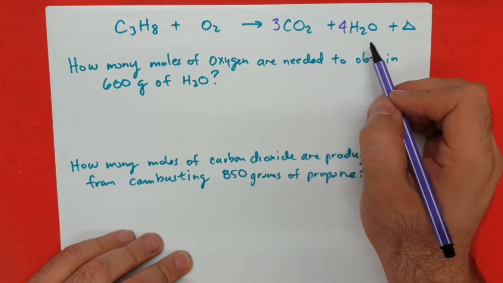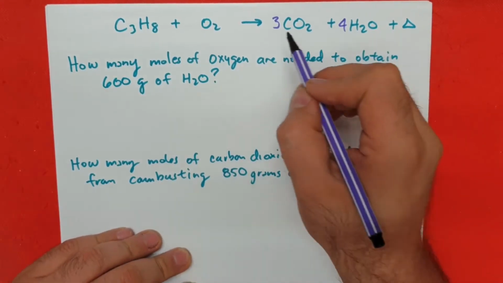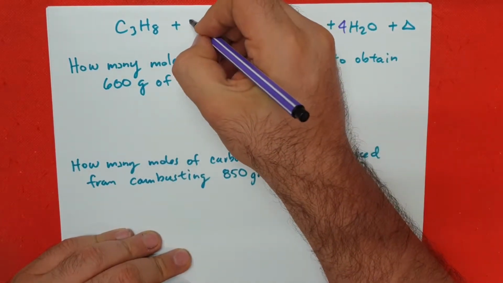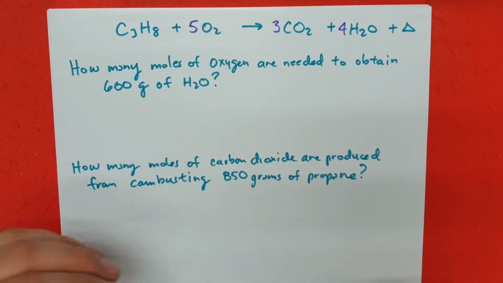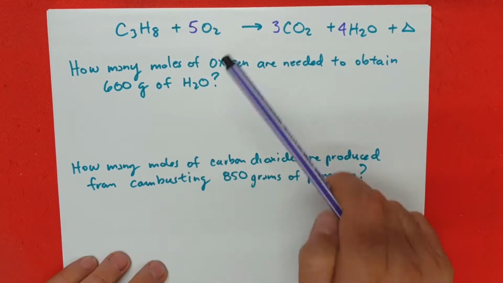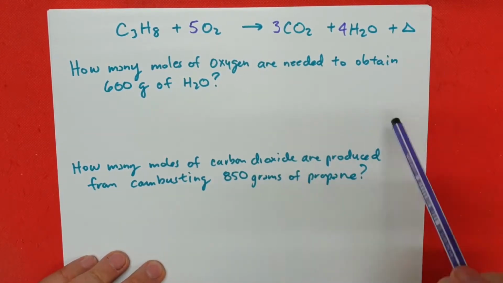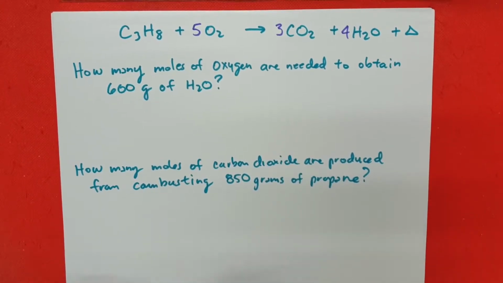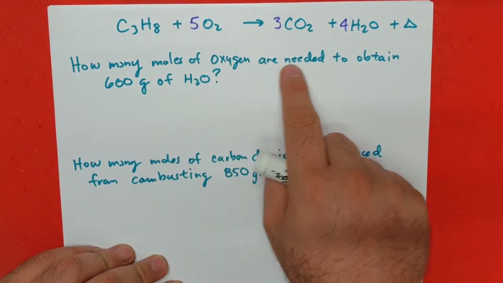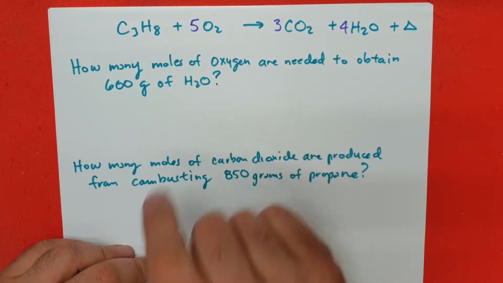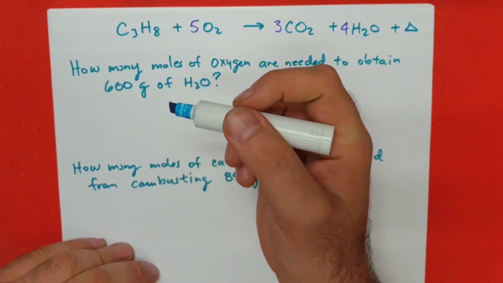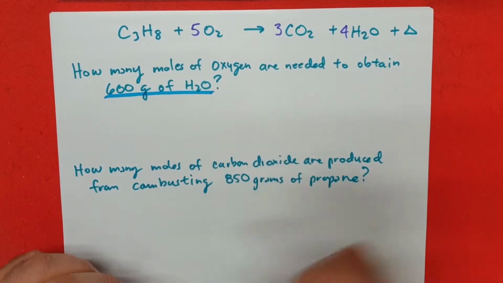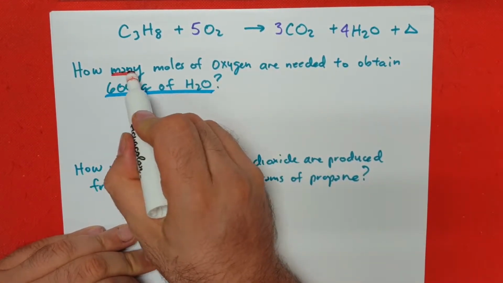4 times 1 is 4. 3 times 2 is 6. So we have 10 oxygen atoms over here. This means we have to add a 5 at the oxygen, and now we have our ratio. So tip number 1 is always balance your reaction and make sure that's right, otherwise the rest of the problem is ruined. Next up is: how many moles of oxygen are needed to obtain 600 grams of H2O? So our substances are water and oxygen, and this is where we're headed.